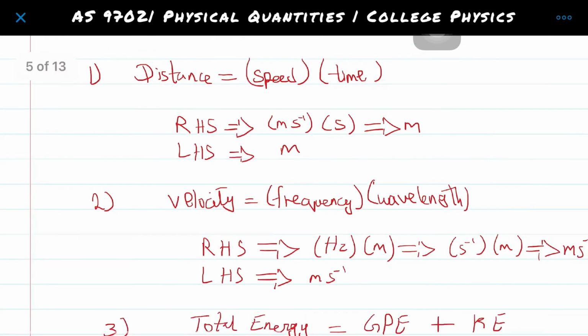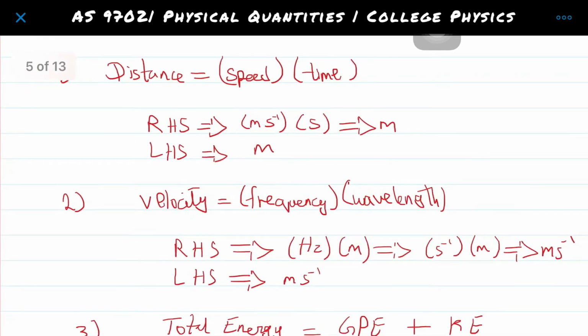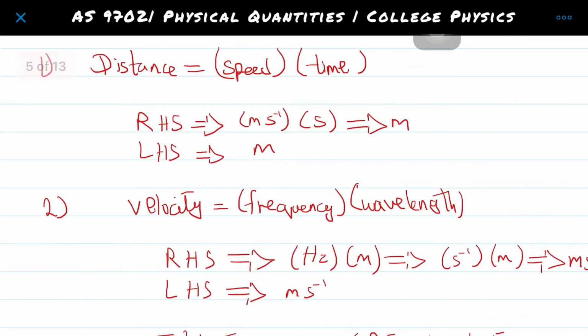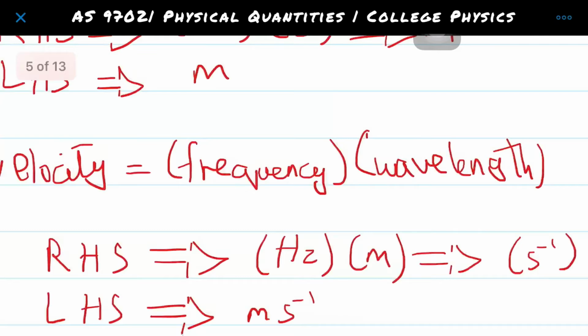So on the left hand side the base units, and on the right hand side the base units are both meter, therefore they're identical, and therefore this equation is going to be considered homogeneous.